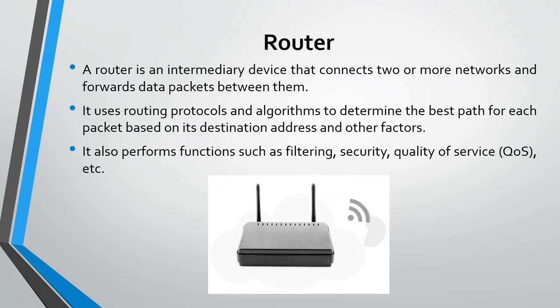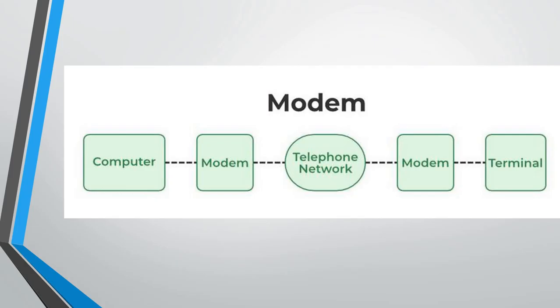Next comes the router. The main functionality of a router is to connect multiple networks together. It determines the best path for data packets to travel between the networks. It also performs functions like filtering, security, quality of service, etc. Here, the routing protocols and algorithms help to determine the best path for each packet based on its destination address and other factors.